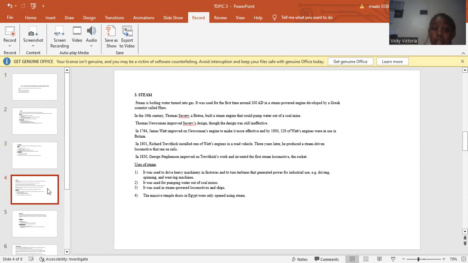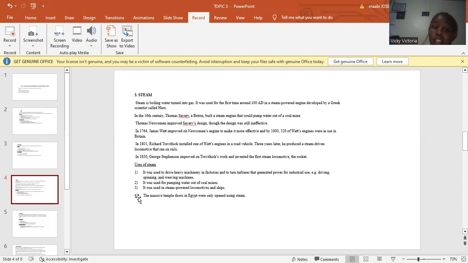Look at the third one, steam. Steam is boiling water which has turned into a gas. It was used for the first time in 100 AD in a steam-powered engine by a Greek scientist called Hero. In the 16th century, Thomas Savery, a Briton, built a steam engine that could pump water out of coal mines. Then Thomas Newcomen improved Savery's design, though the design was still ineffective.